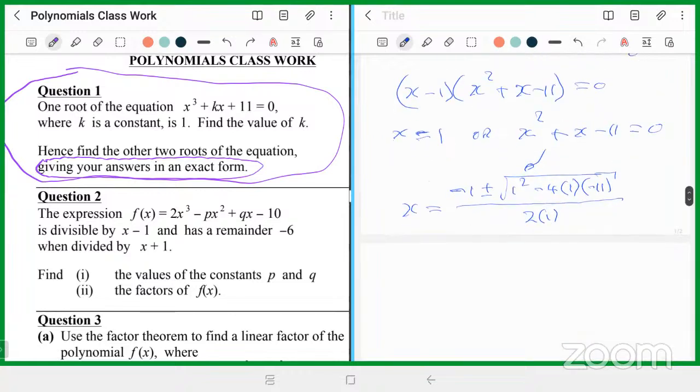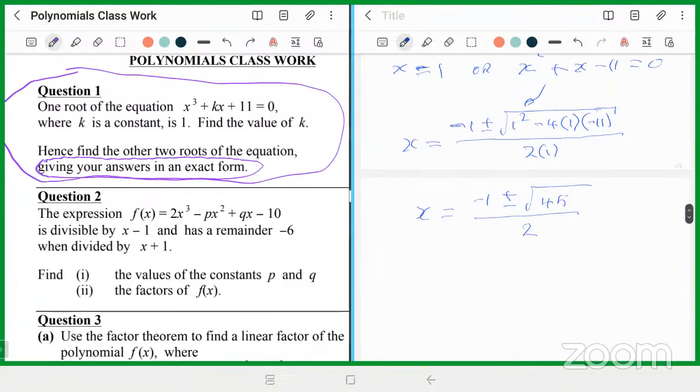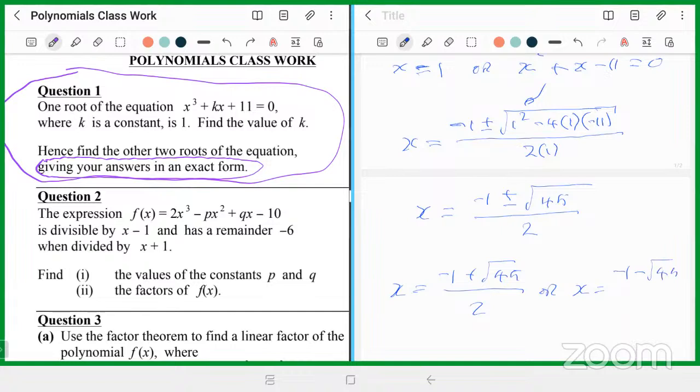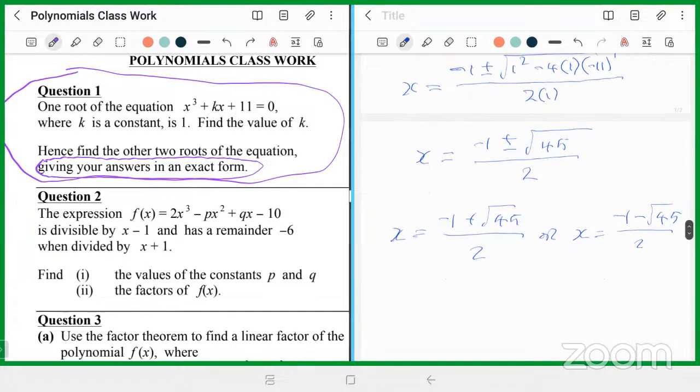And so in the exact form, this is x equals minus 1 plus or minus the square root. This up here becomes 44, and 1 makes 45. And you're dividing that by 2. So those are the other two roots. x equals minus 1 plus root 45 over 2. Or the other one is x equals minus 1 minus root 45 over 2. And these are the other two roots of the equation.